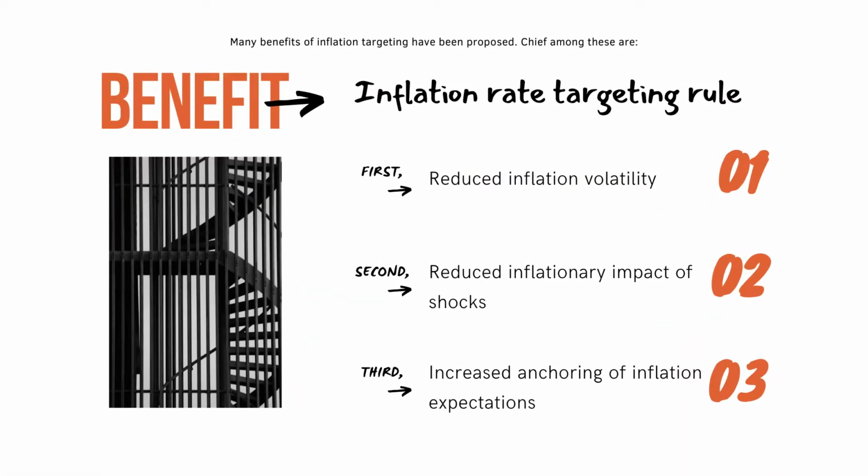Many benefits of the inflation targeting rule have been proposed. Chief among these are: first, reduced inflation volatility; second, a reduced inflationary impact of shocks; and third, increased anchoring of inflation expectations. While one obvious benefit of an inflation targeting rule should be lowering inflation, the additional core benefits also include increased communication with the public and market about monetary policymakers' plans and objectives, as well as increased accountability of the central bank for achieving its inflation target.